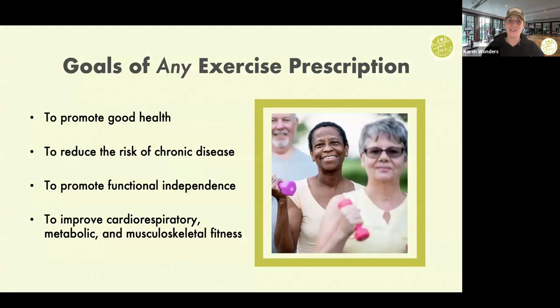I think it's important to start with the goals of any exercise prescription, whether somebody has cancer or is completely healthy and doesn't have any chronic diseases. Anytime someone begins an exercise program and you're going to design an exercise prescription for them, the goals are probably going to be something like: you want to promote good health, reduce their risk of chronic disease, promote functional independence for as long as possible, and improve cardiorespiratory, metabolic, and musculoskeletal fitness. Those are goals that can apply to any person, whether they have a chronic disease or whether they're completely healthy.